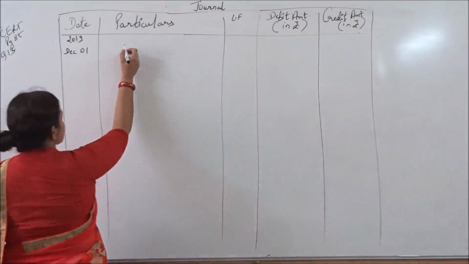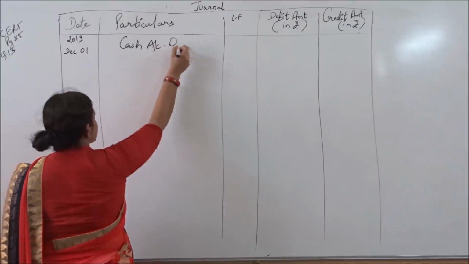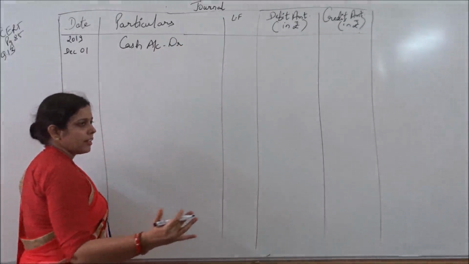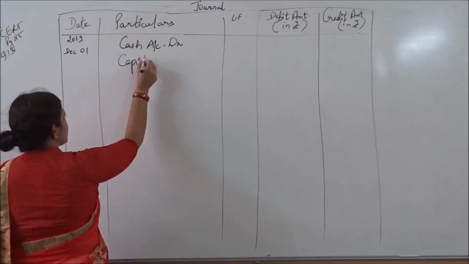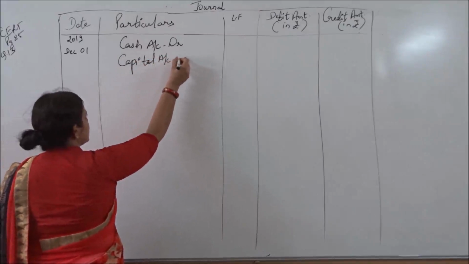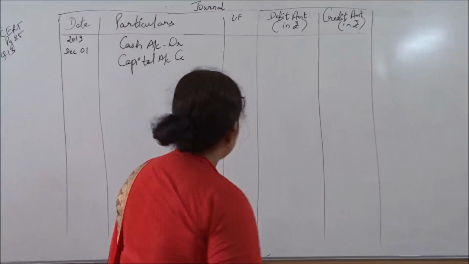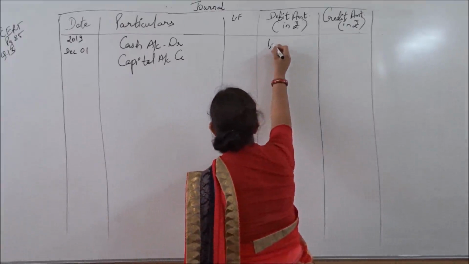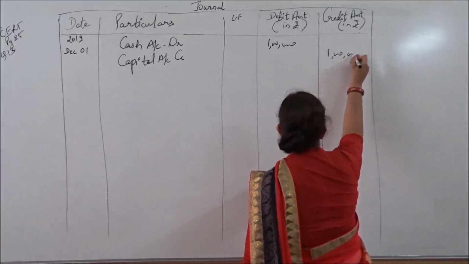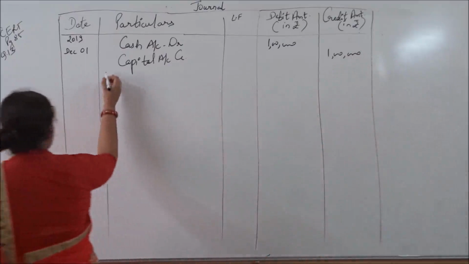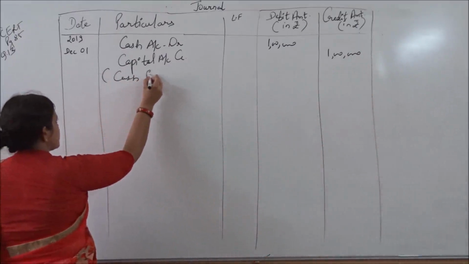What is coming into the business? Cash. So I will write cash account debit. On the other hand, we have said that liability is increased and the name of the liability is capital. Capital account credit. Ledger folio, since the page number is not given, leave it blank. The amount is 1 lakh on the debit side and 1 lakh on the credit side, like that. Now write the narration: cash invested in business.